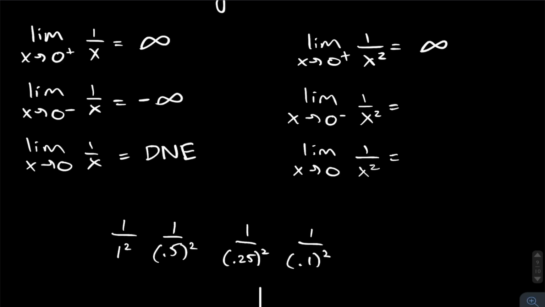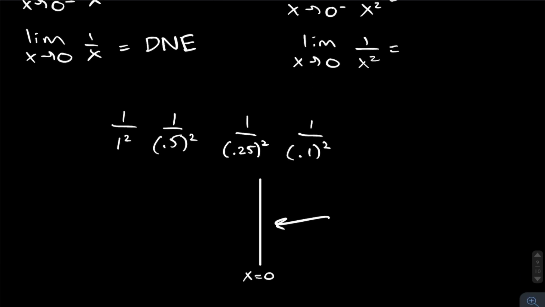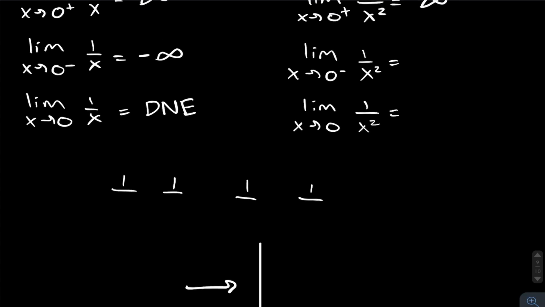But if we approach it from the negative side, now we're looking at negative numbers. But when we have negative numbers, in this case, when we have x squared, well, that just is going to make everything positive again, right?